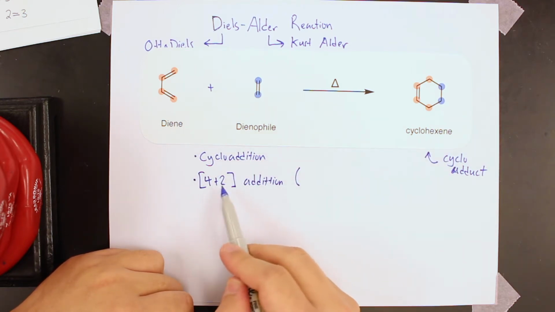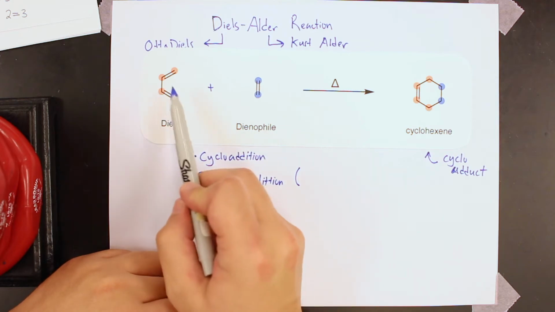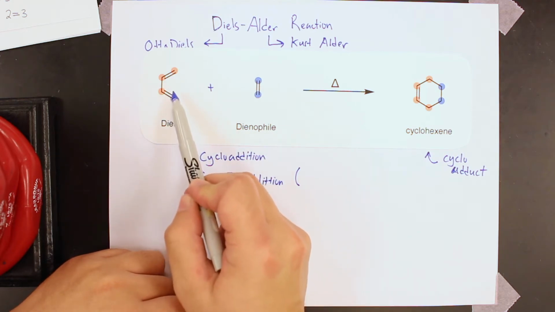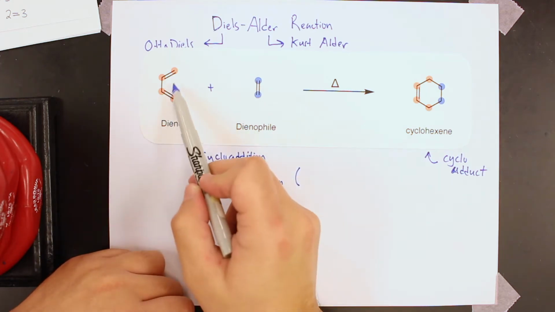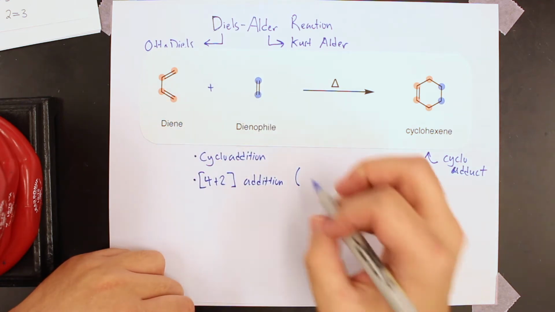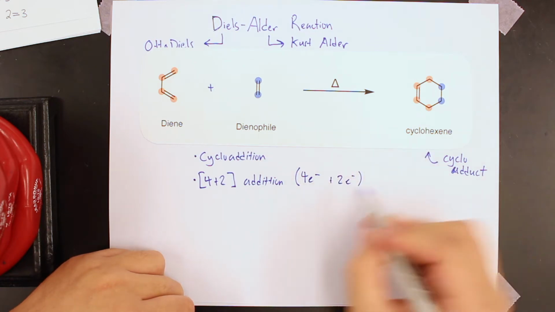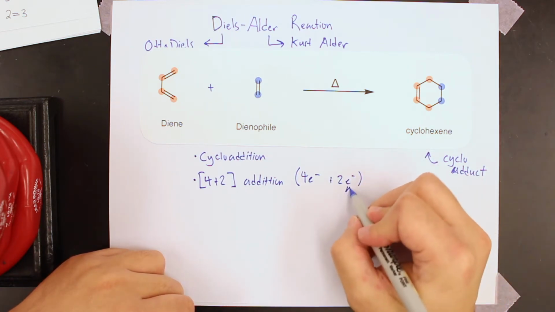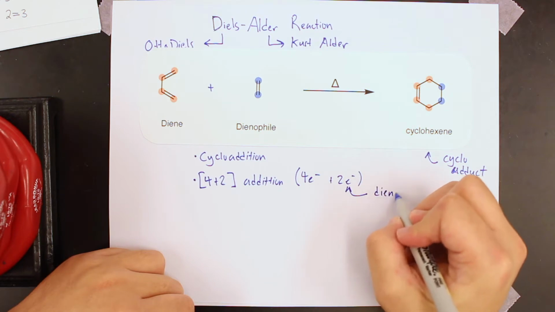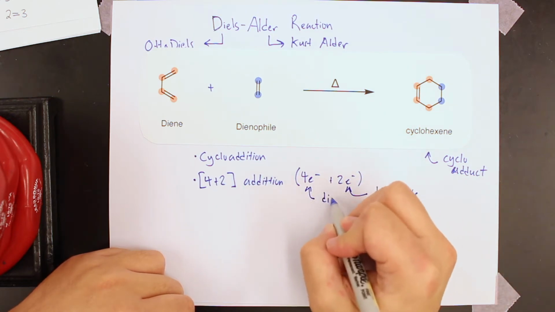Okay, and another way to categorize it is called a 4+2 addition. So the numbers here refer to the number of pi electrons that are going to be interacting in this reaction. So you'll notice that the diene has two double bonds, so each double bond has 2 electrons, so 4 pi electrons here, and then 2 pi electrons in the dienophile. So if you combine 4 plus 2, you have a 4+2 addition. So these two come from the dienophile, and then these two come from the diene.